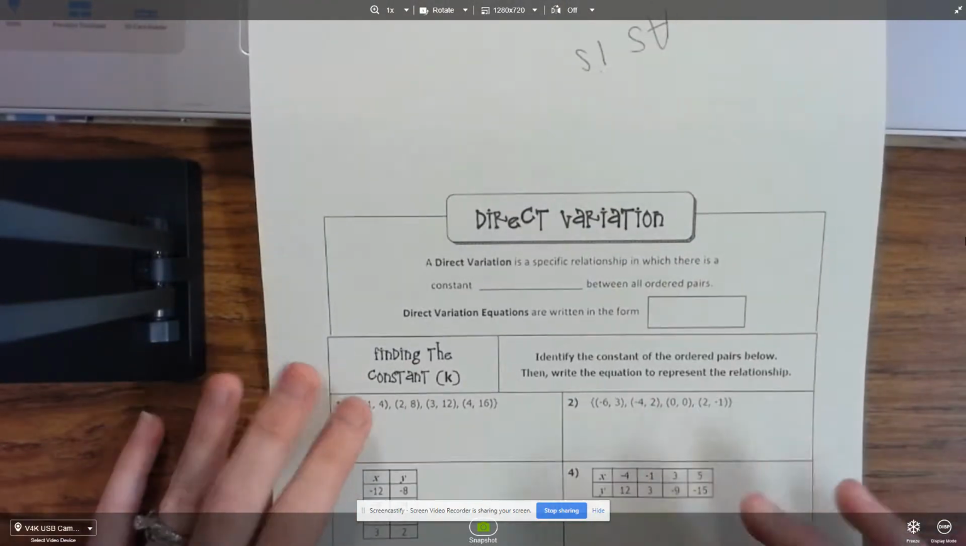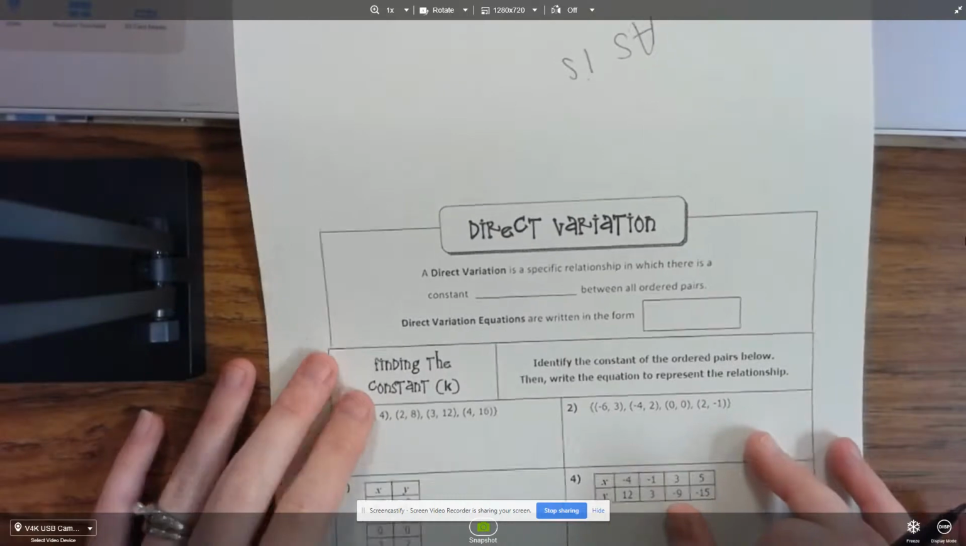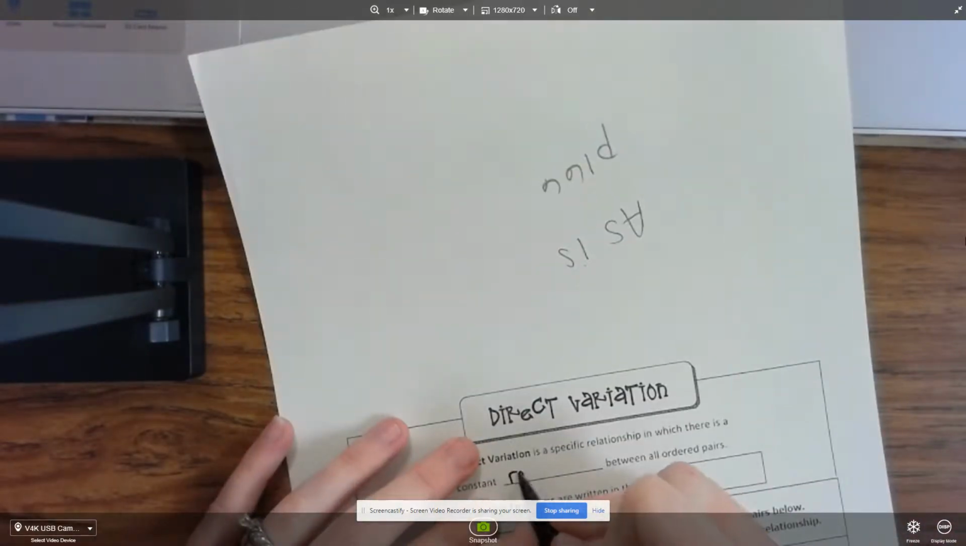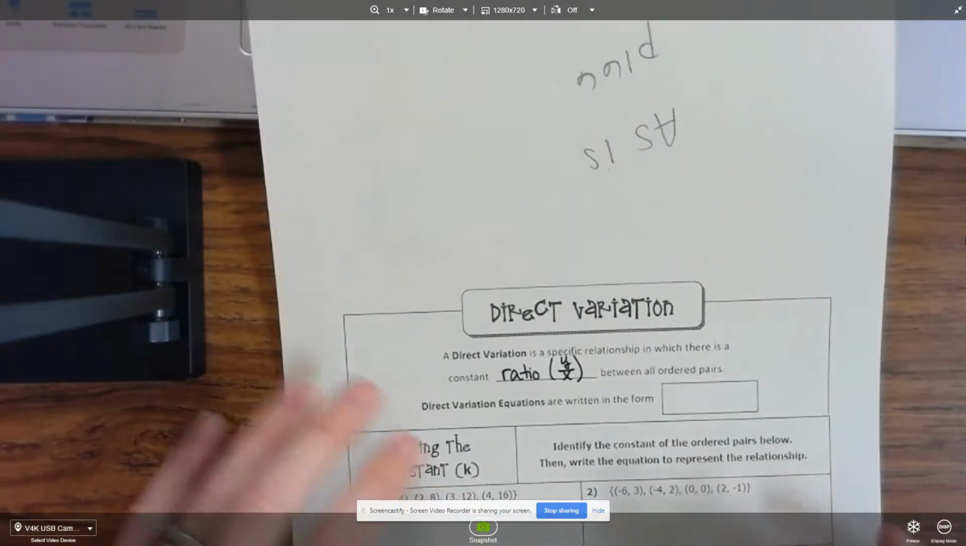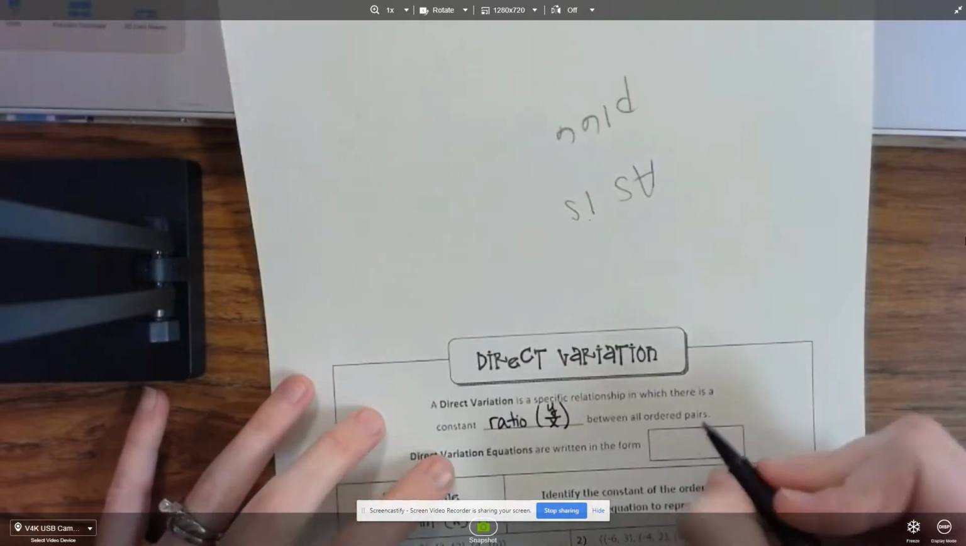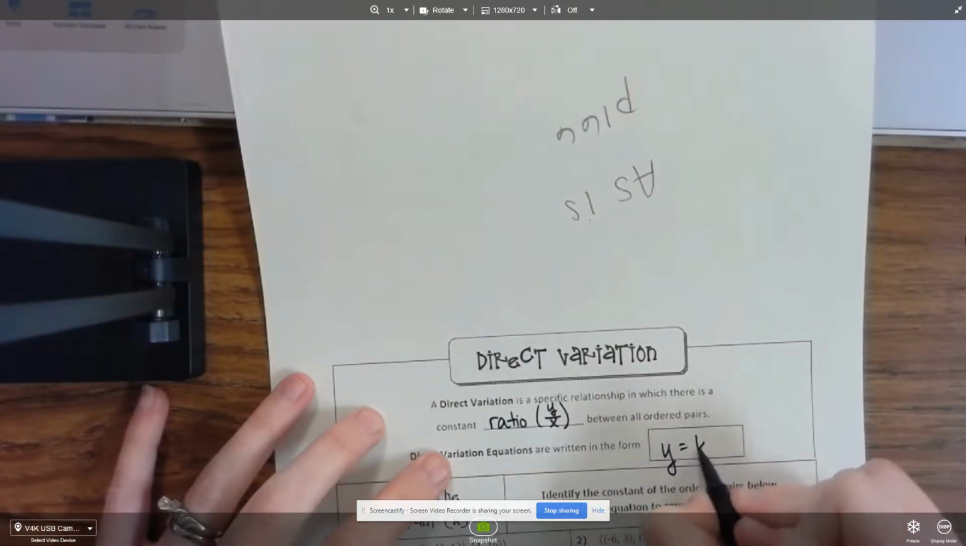This video is for direct variation. So a direct variation is a specific relationship in which there is a constant ratio, and that ratio is y divided by x, between all ordered pairs. Direct variation equations are written in the form y equals kx.